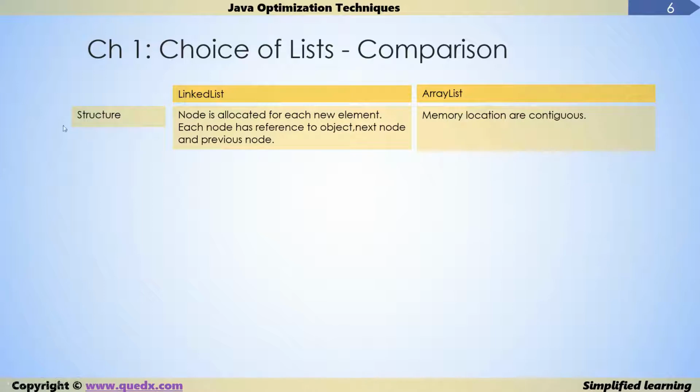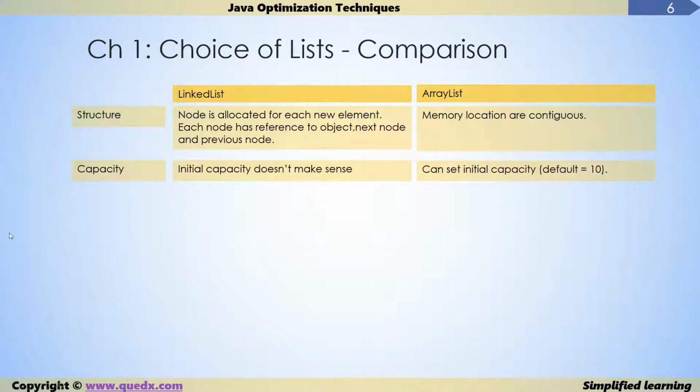So with respect to structure, we already saw node is allocated for each new element. Each node has a reference to object, next node, and previous node. In case of array list, memory locations are contiguous. With respect to capacity, the initial capacity of a linked list doesn't make sense because the nodes are allocated when a new element is added. In case of array list, the default capacity is 10, and whenever the added element cannot be fitted into the existing capacity, it will increase the capacity to 150% of the current capacity plus 1.